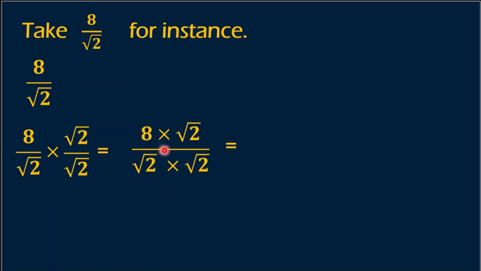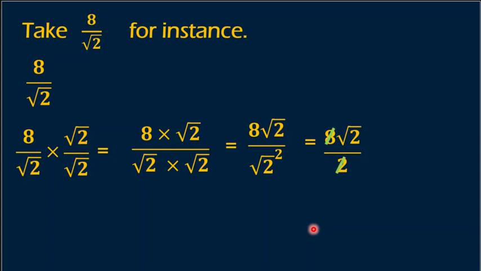Now with this, we get 8 root 2 over root 2 squared, because root 2 times root 2 gives us root 2 squared. Now we can simplify further by cancelling the square out so that we get 8 root 2 over 2. Now here we see that 2 can cancel 8 4 times, and so we get 4 root 2 as our final answer. And that is what we have here. 4 root 2 becomes our final answer.